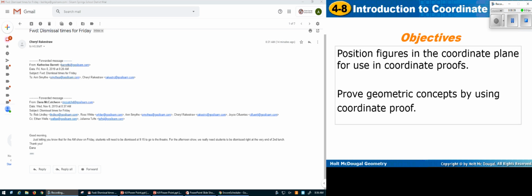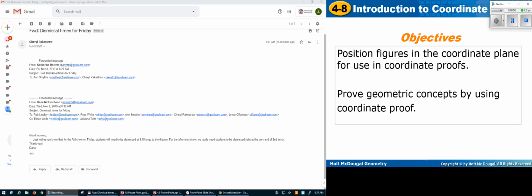But you're going to place a shape on a coordinate plane, and then you're going to try to prove something about those shapes that you've placed on the coordinate plane. So the first part of the notes are going to be pretty easy. We're just going to be talking about how should you put your shape on the coordinate plane, and then we'll look at one proof together in 4.8.